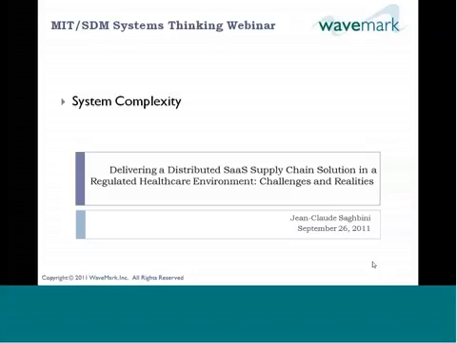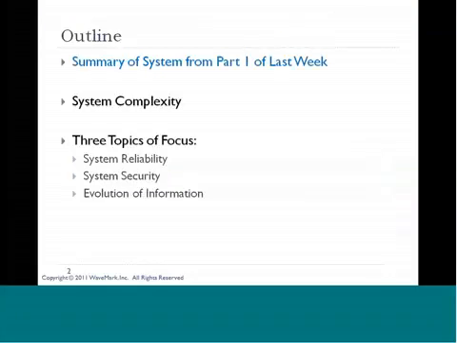Just hold on a second. I have it. Okay, so the outline is as follows. I'll start with a summary of the solution as it was described in part 1. That was last week. Next, I'll talk about the complexity of the system that's underneath that solution. And then we'll dive into 3 main parts: the reliability of the system, next the security of the system, and finally the evolution of information in the system. The largest section is going to be the reliability. The security section and the evolution of information are also substantial.